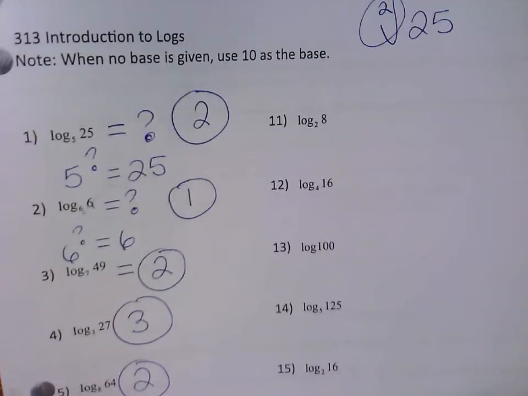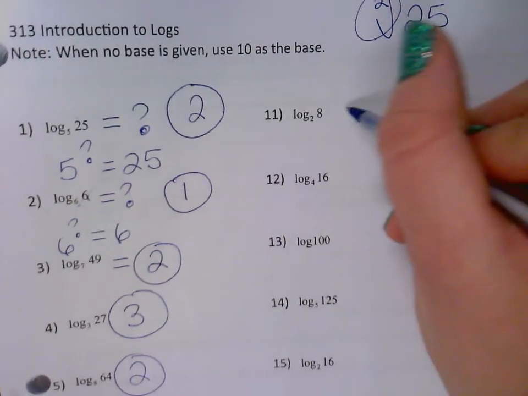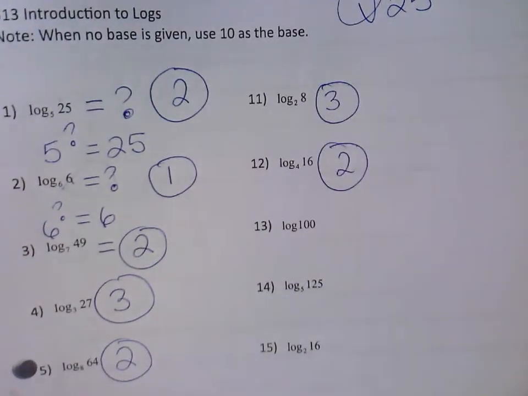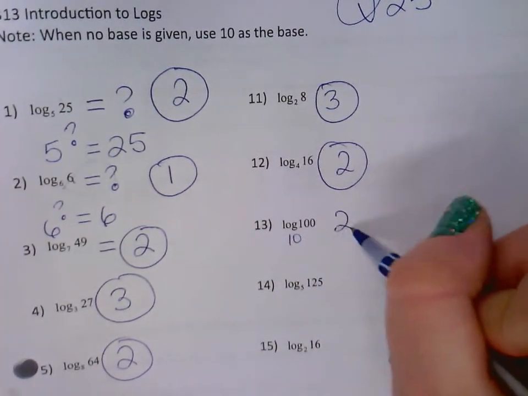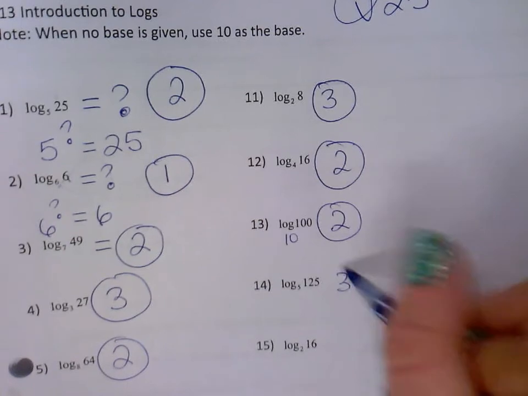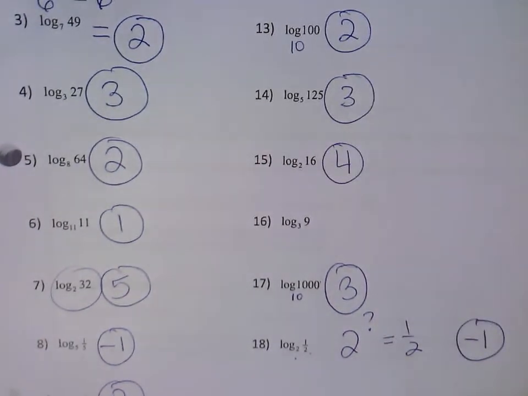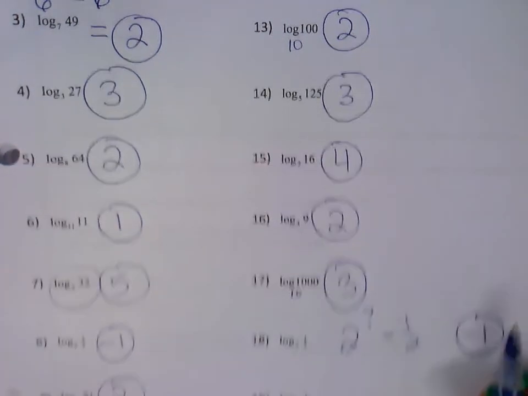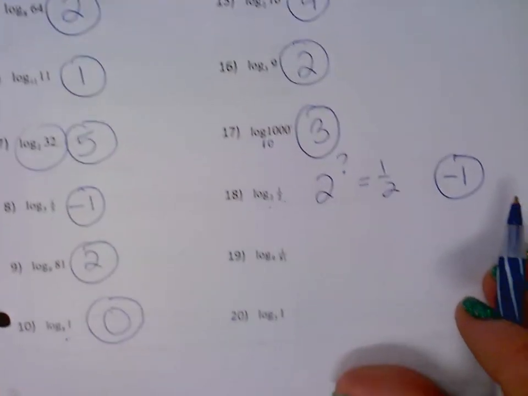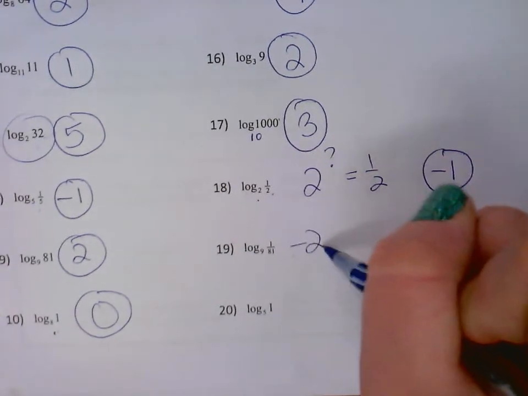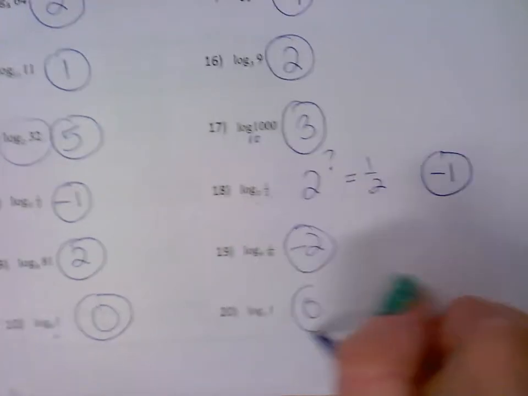Number 8, 2 cubed is 8. 4 squared is 16. 10 squared is 100. 5 cubed is 125. 2 to the fourth on this one is 16. 3 squared is 9. We did 17 and 18. And then 19, I have to flip it and square it, right? So negative 2. And then 5 to the 0 power is 1.